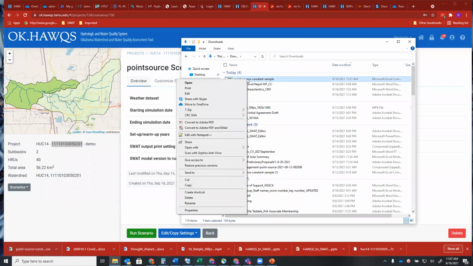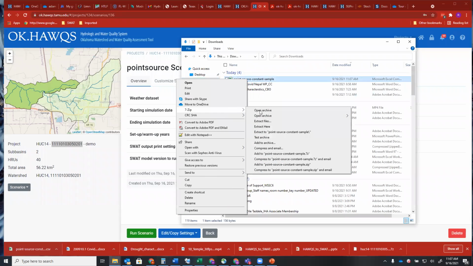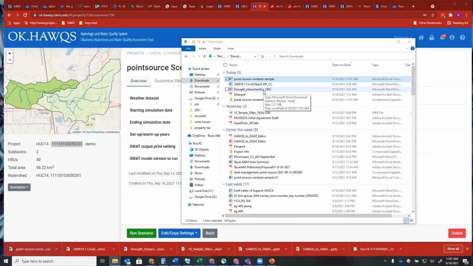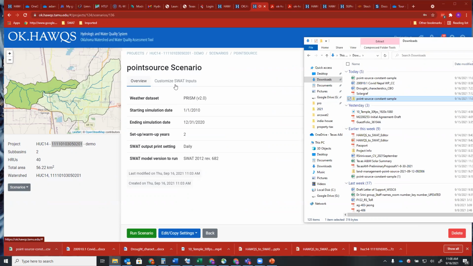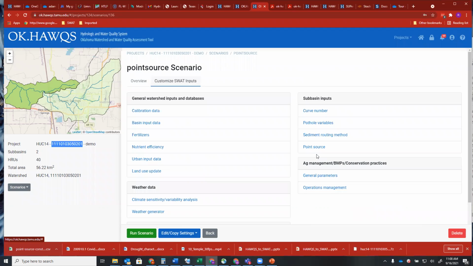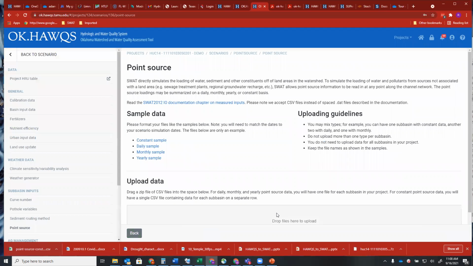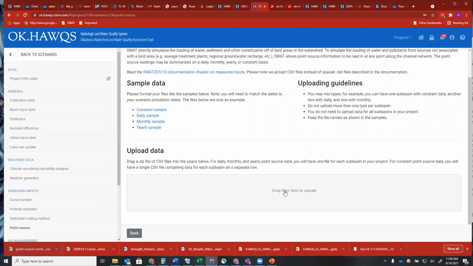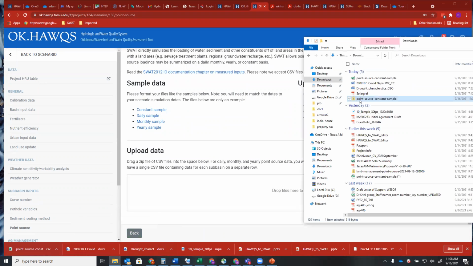You need to zip it up. Okay, I need to go ahead and zip this file. Okay, I just zipped it up. Now I can simply go here in my point source and drop that file. The file that I created, you can drag and drop. So I go back here, drag this file and drop it here.